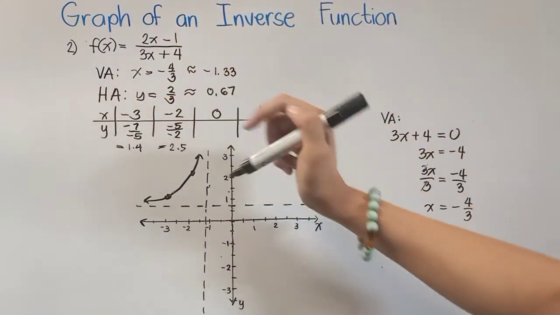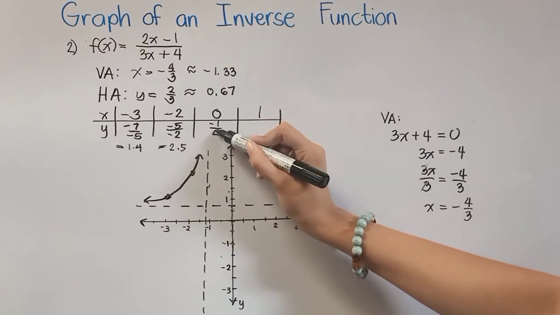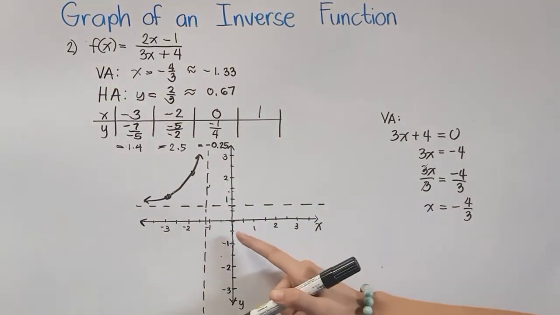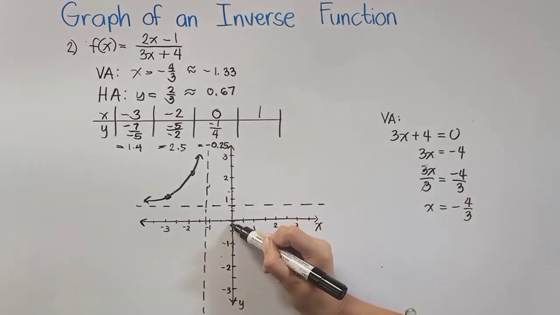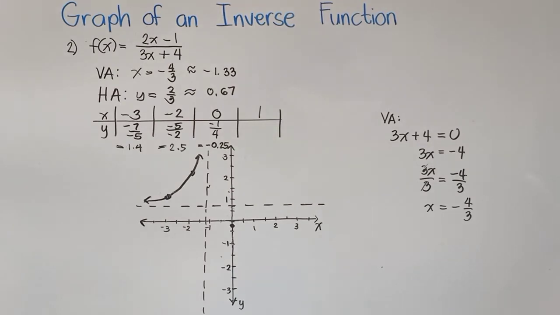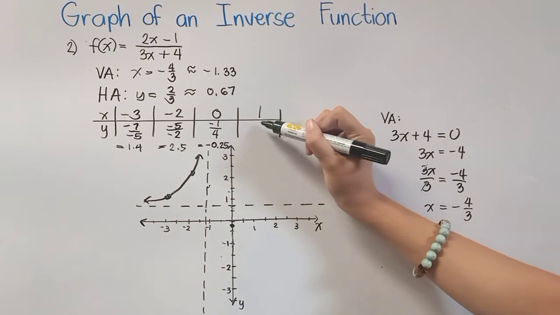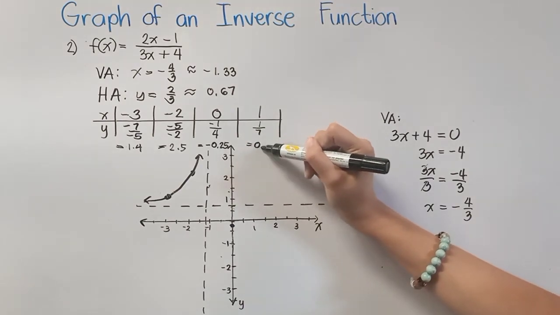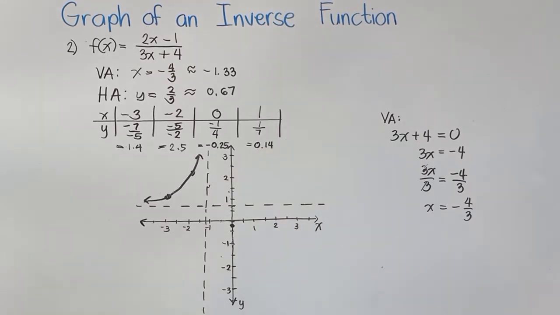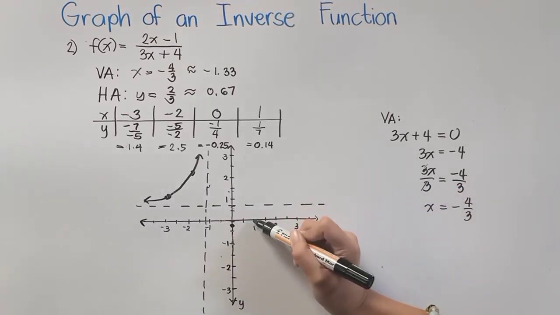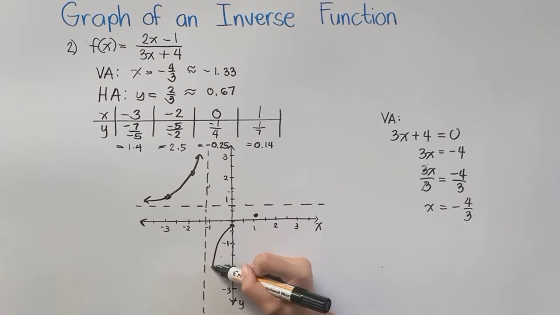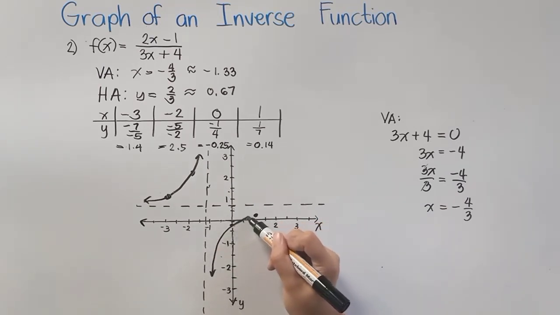Now let us continue with 0. What's left in the numerator is negative 1 and positive 4 in the denominator. This is negative 0.25. Plotting this point, we have here the point on the y-axis. It's this point. And then continuing with 1. 2 times 1 is 2 minus 1 is 1 over 3 times 1 is 3 plus 4. It's 7. This is equal to 0.14. Plotting that point, we have here 1, and then 0.14 is just a little above our axis. So this point. Now let us connect the dots using a curve that approaches the asymptotes but never touches them.